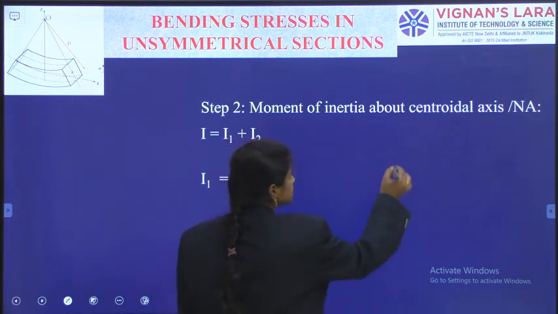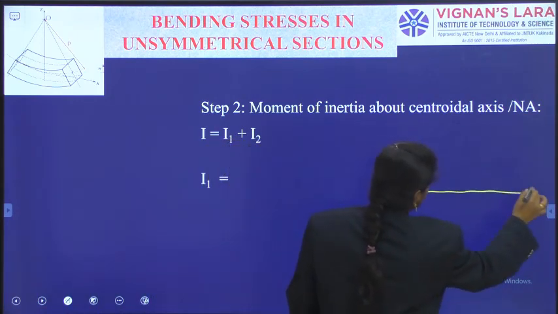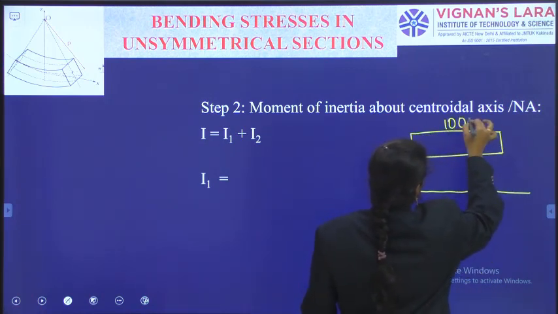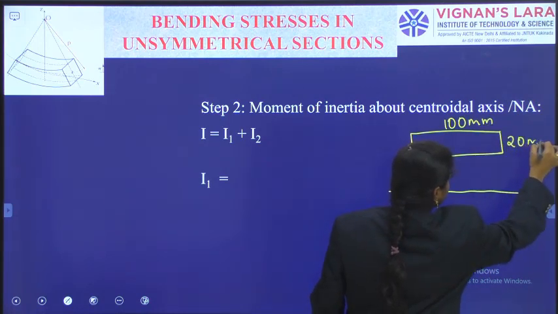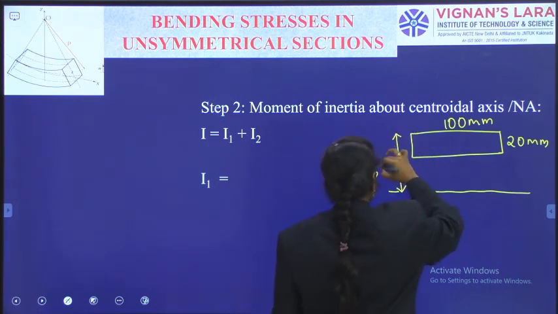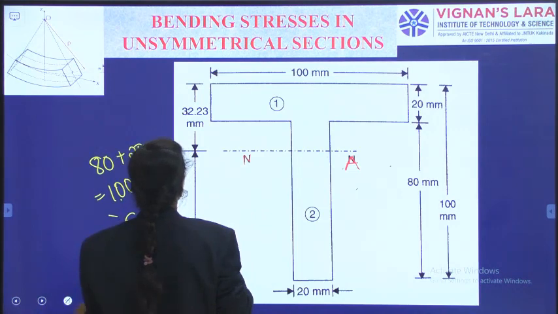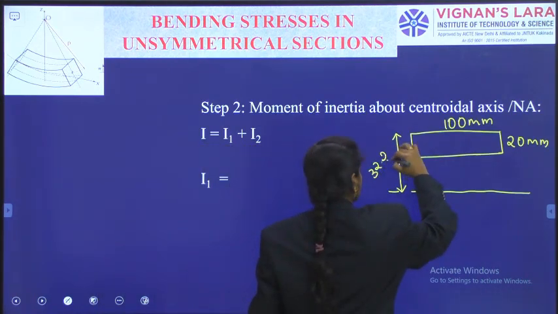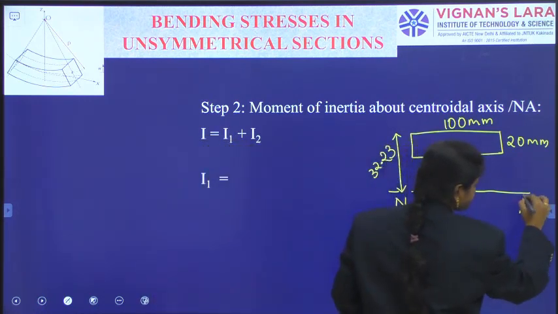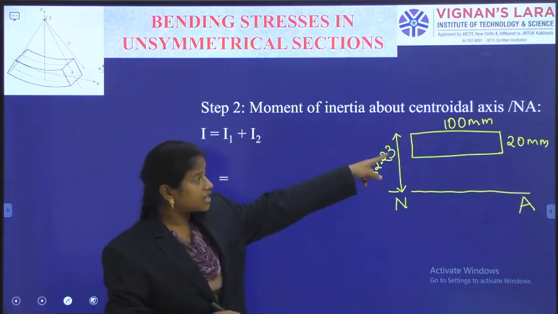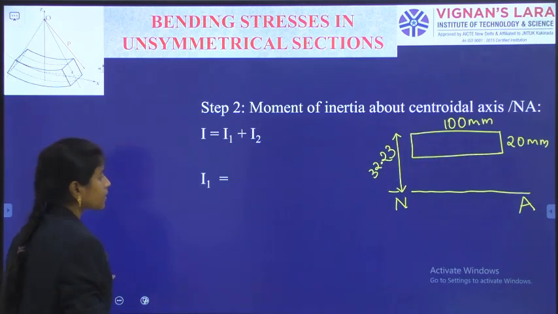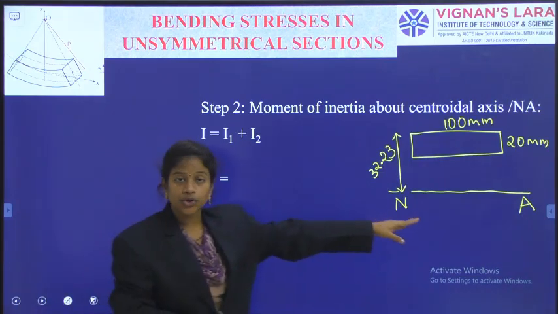As the top portion is like this, neutral axis line, and we are having 100 mm and 20 mm, and the measurement we have just got as 32.23. From the neutral axis line, that is the top portion's distance. 100 by 20 is there, right? So only the top portion I have written. For that top portion, I have to write the moment of inertia about the neutral axis.